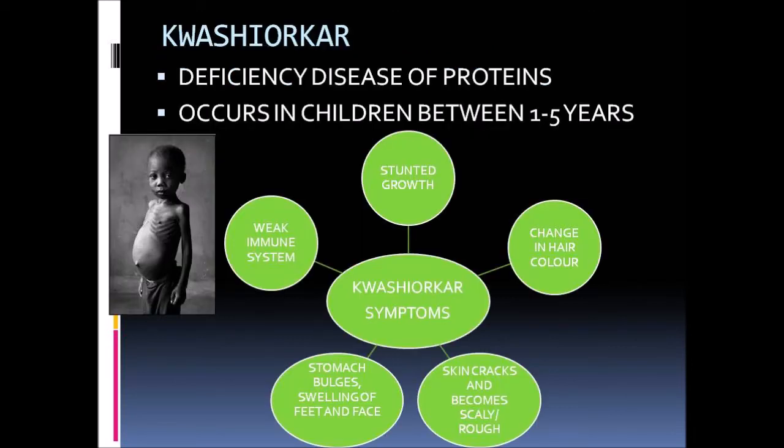The deficiency of proteins in the diet of small children causes kwashiorkor. It generally occurs in children between the age of 1 to 5 years. The main symptoms are stunted or slow growth, the hair color changing to red, the skin generally cracks and becomes scaly or rough, the stomach of the child bulges out like in the picture, along with swelling of feet and face, and poor ability to fight against diseases.